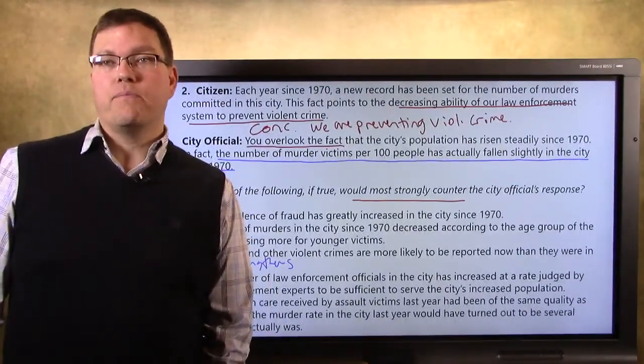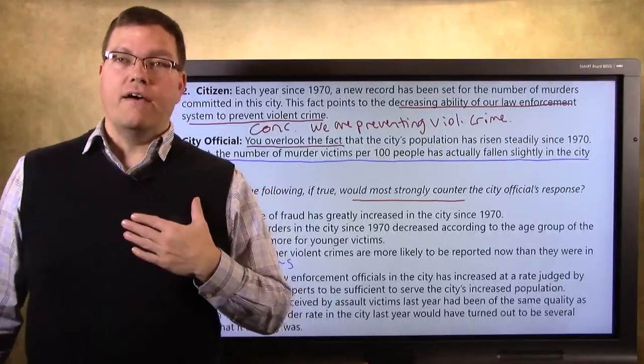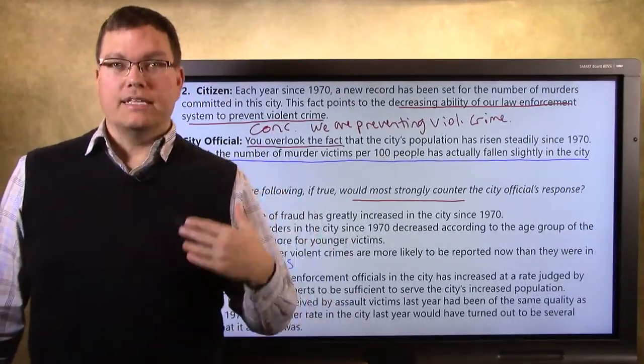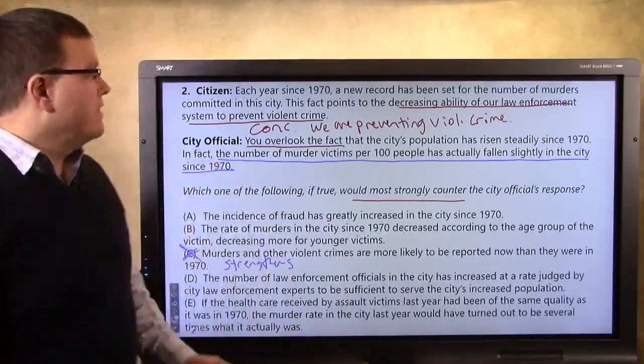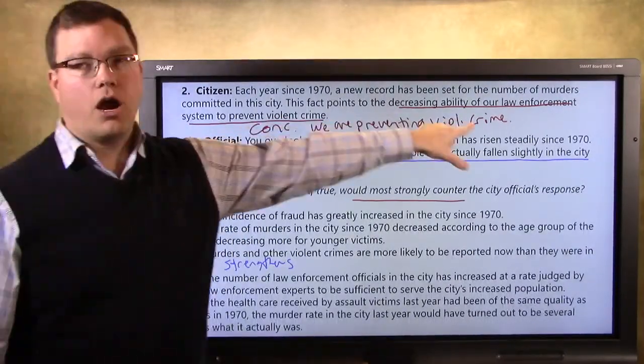Is the effect a premise? That is correct. The effect will be a premise. I prefer to call it evidence, Jadip, but yes, a premise or evidence. And the conclusion is you overlook the fact, which means we are preventing violent crime.